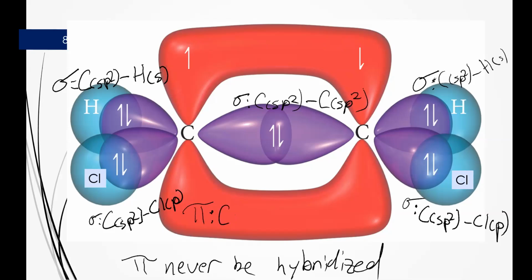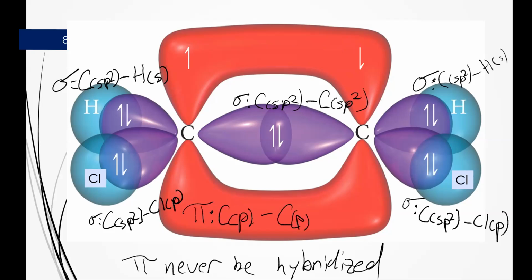So this is going to be carbon's p orbital interacting with the other carbon's what orbital? Carbon's other p orbital. And so that's how you do your orbital interactions.